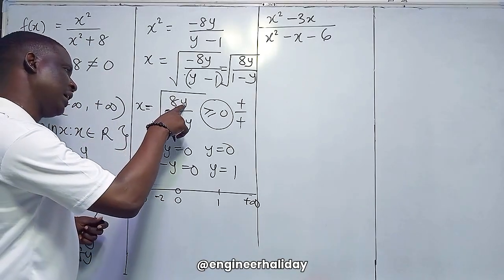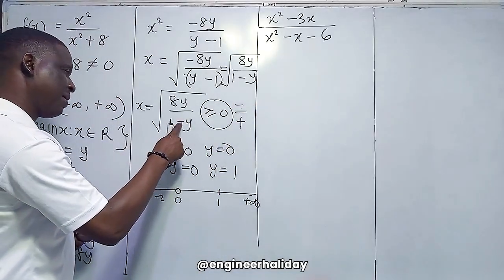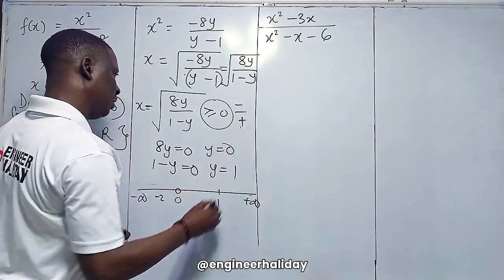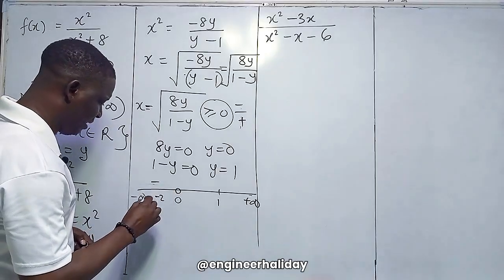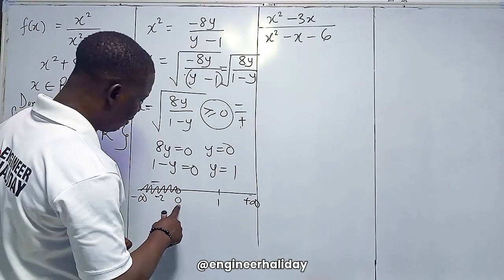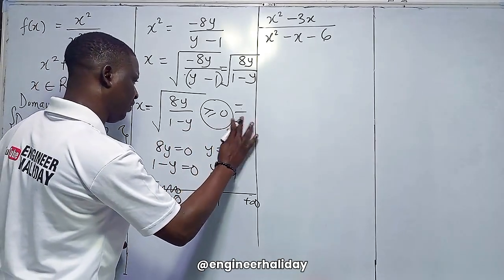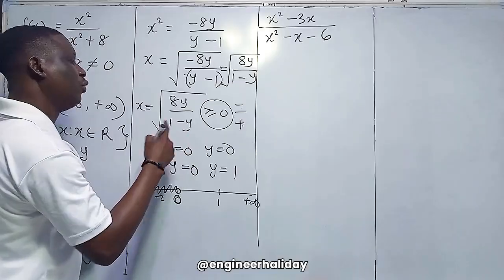If I put minus 2 here, here will give me minus. If I put minus 2 here, 1 minus minus 2 will give us plus. So this place will give us minus, which means this one will not work. Here will not work. Let me use 0. If I put 0 here, yes, it will work, positive. 1 minus 0 is 0.